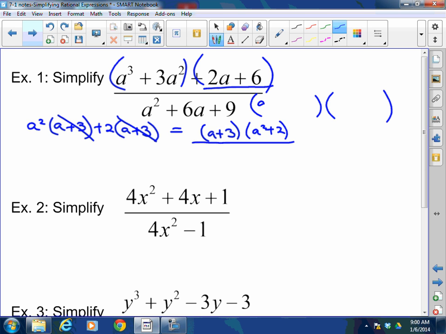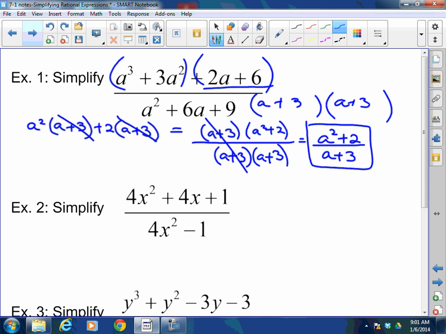What times what is 9, but when added together is 6, boys? Plus 3, plus 3. So this is a plus 3 over a plus 3. Get rid of one of them. Ding dong, the witch is gone. Bye-bye. A squared plus 2 over a plus 3. Guess what? You just simplified a pretty nasty rational expression. It's pretty good, guys.